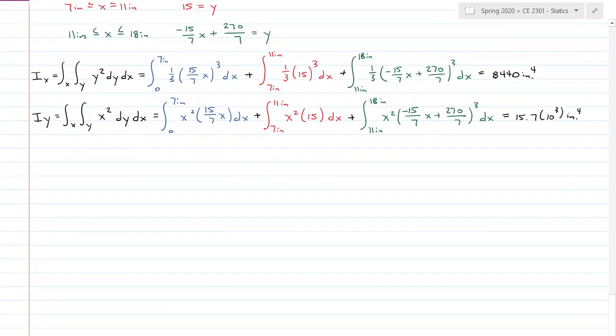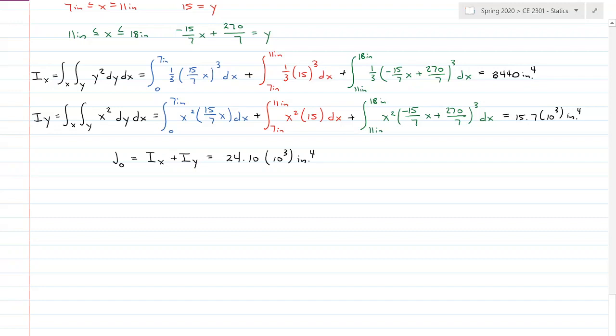All right, that means my polar moment of inertia, which is just Ix plus Iy, that's going to be, where's my final answer? 24,100 times 10 to the third inches to the fourth.